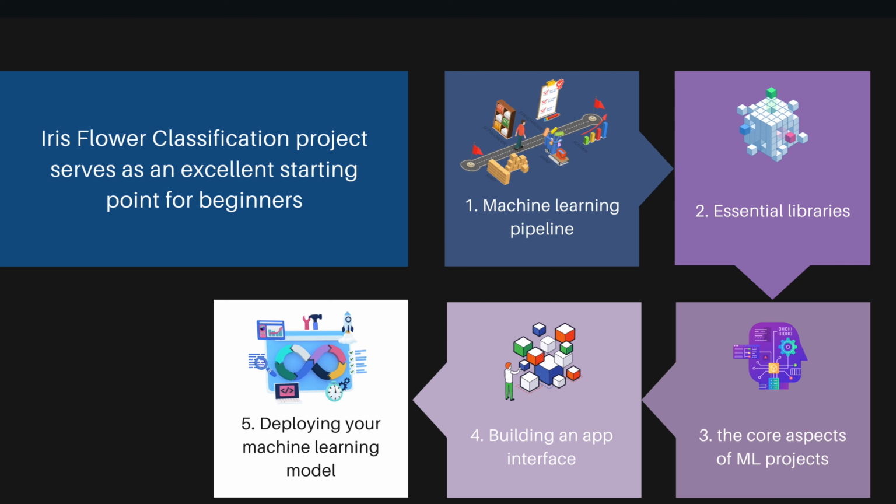The iris flower classification project serves as an excellent starting point for beginners. By successfully completing this project, you will gain a comprehensive understanding of the entire machine learning pipeline, essential libraries, and the core aspects of machine learning projects. For those looking to take it a step further, we will guide you through building an app interface and even deploying your machine learning model on a cloud or maybe another service provider.